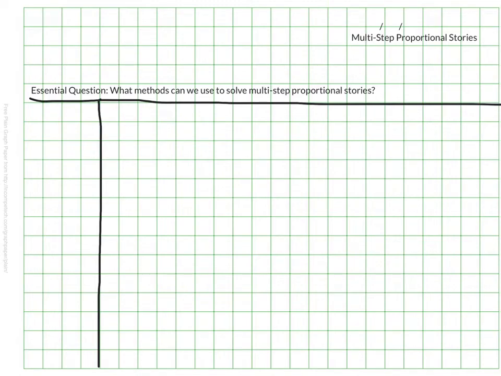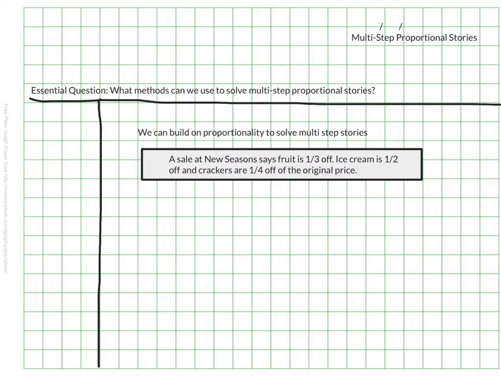We've been working with unit rate and the constant of proportionality in recent weeks, and we are going to build on that as we look at multi-step stories. And we'll start by looking at an example of when we might use multiple steps, and that is shopping. So let's say we see an ad for a sale at New Seasons, and it says fruit is 1/3 off, ice cream is 1/2 off, and crackers are 1/4 off of the original price.